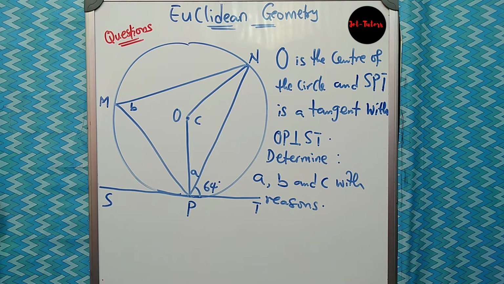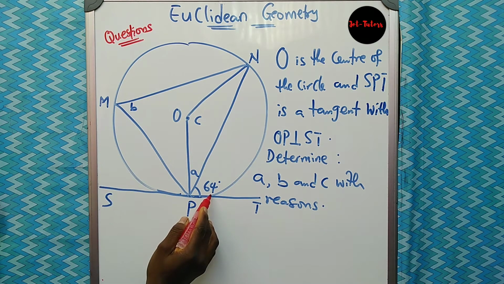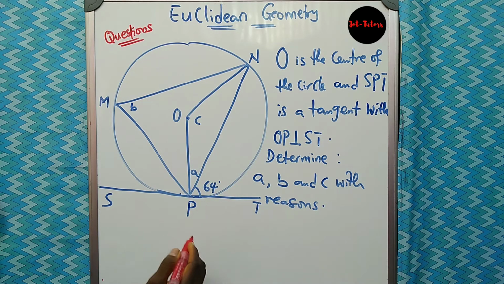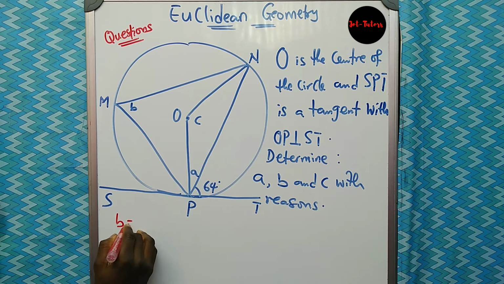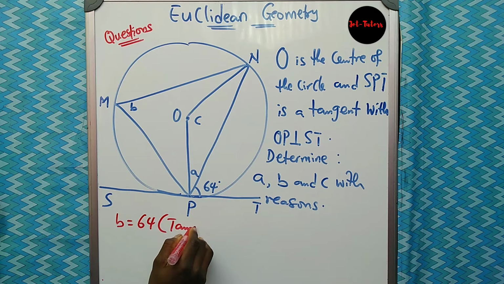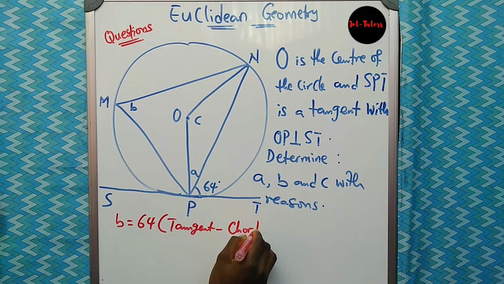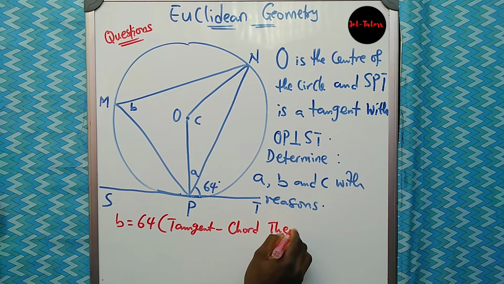All right, in solving this question, we have B that corresponds to 64. If you can remember, one of the theorems is the tangent chord theorem. Please get our last video, it is there. So my B is going to be 64, and the reason is the tangent chord theorem.